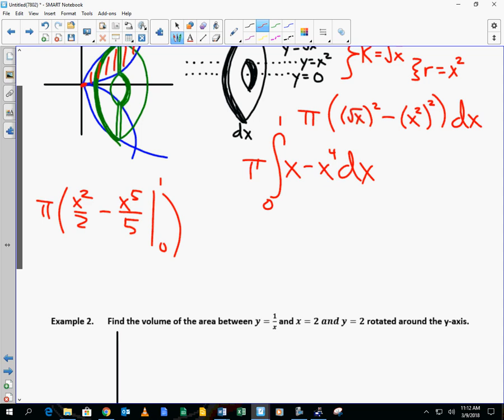Go get some brain food, folks. Come back smarter, and we'll finish up these 2 problems. You guys are doing well. Good work.